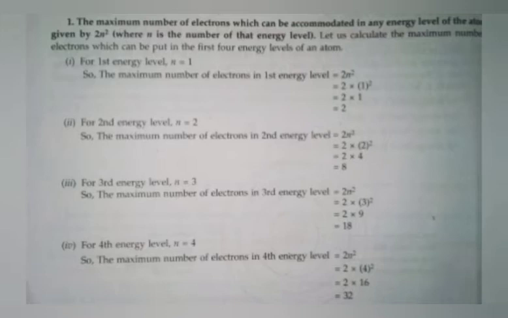For the fourth energy level, that is N, the number of electrons would be 2 into 4 square, that is 2 into 16, which is equal to 32. So in this way we know that the number of electrons in the first orbit can be 2, in the second can be 8, in the third can be 18, and in the fourth can be 32. So let's understand this with an example.